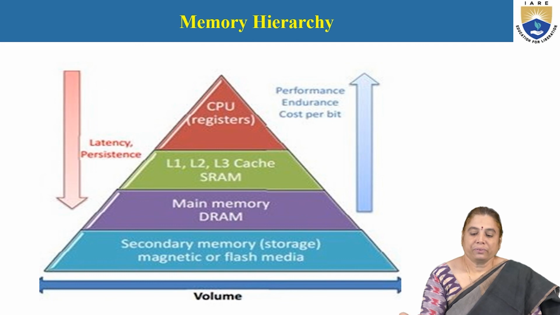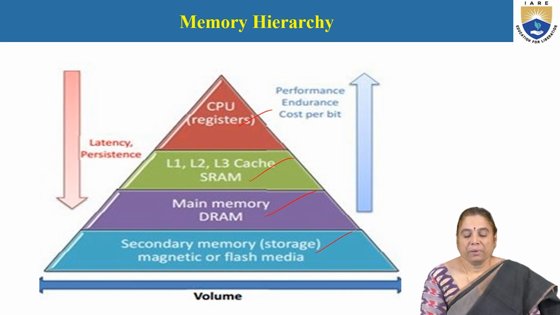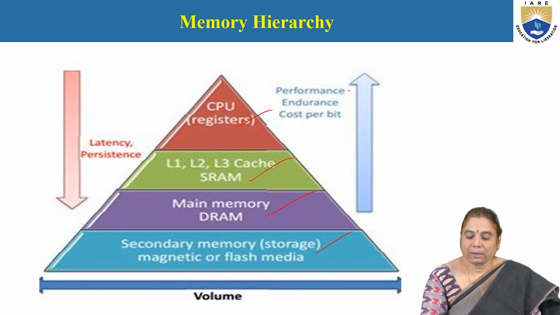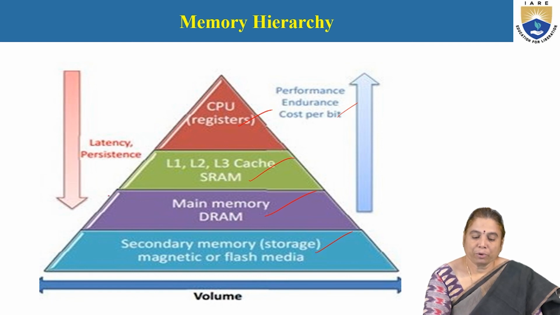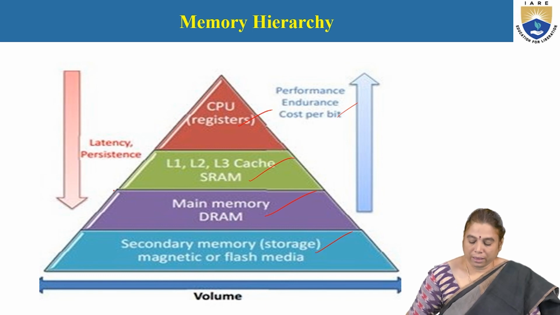The CPU registers are very fast with low storage capacity. Next, the cache levels, 3 levels can be employed: L1, L2, L3. Main memory and secondary memory are the major ones. This is illustrated with the memory hierarchy. When you traverse from top to bottom, the performance is decreased, and cost per bit is also decreased. When you traverse from bottom to top, the performance and cost per bit are increased. When you traverse from top to bottom, latency and capacity are increased.